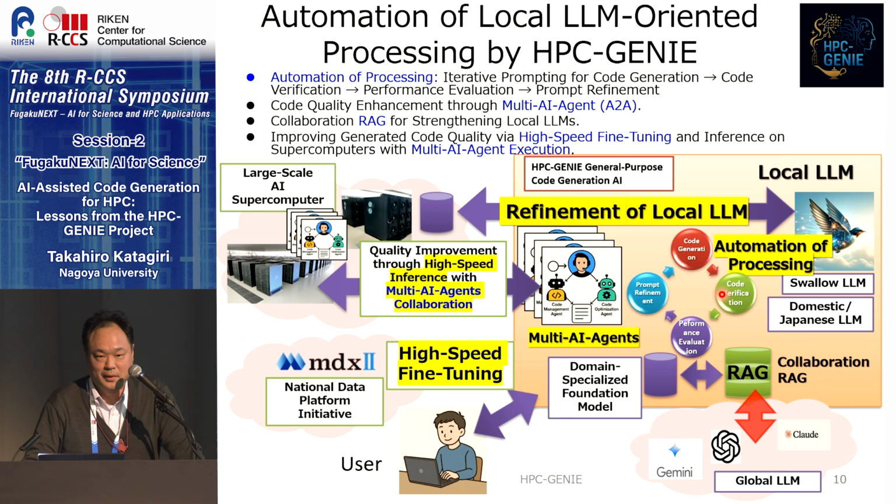So it should be automated. And we also use the LLM, and also a global LLM if you like, in this cycle, if the users want to. And we also need refinement of the target code in our system. We use a multi-AI agent for inference, so as to get high quality code. So that's all.